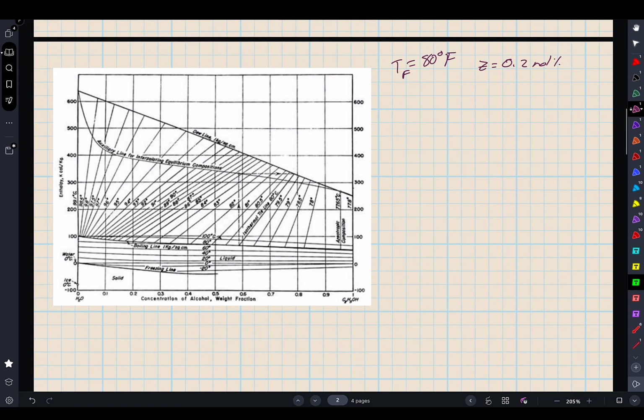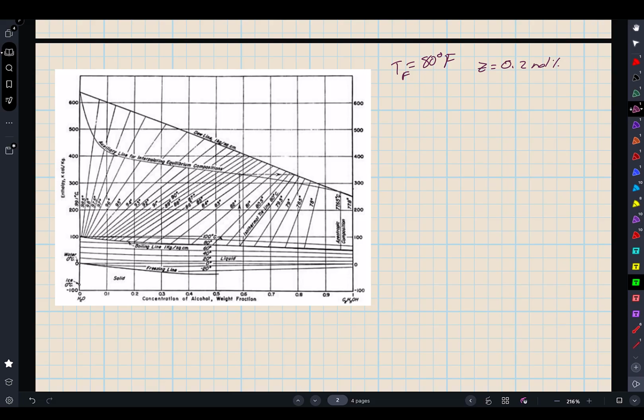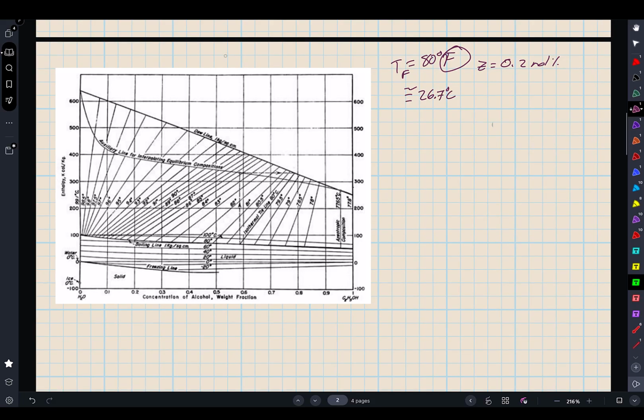Here's where you have to look at what's given on the table. We're given degrees Fahrenheit, but all of these are in Celsius, so we need to convert to Celsius. You can just Google or do a conversion, and you get that this is approximately equal to about 26.7 degrees Celsius.